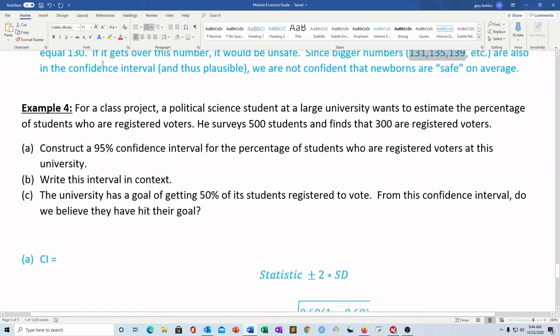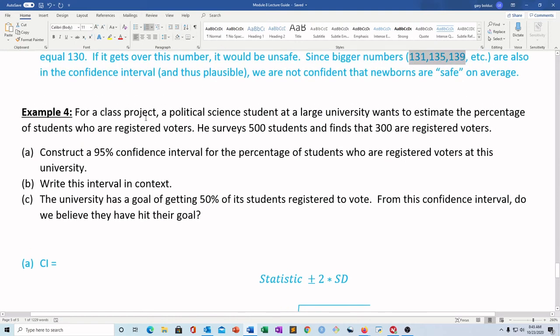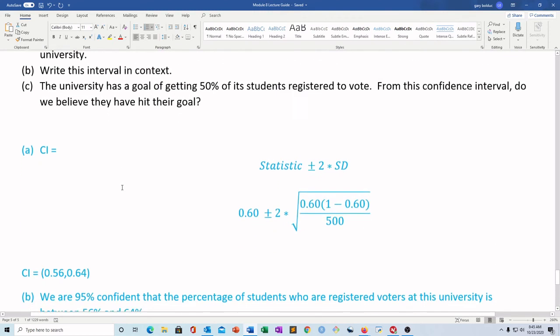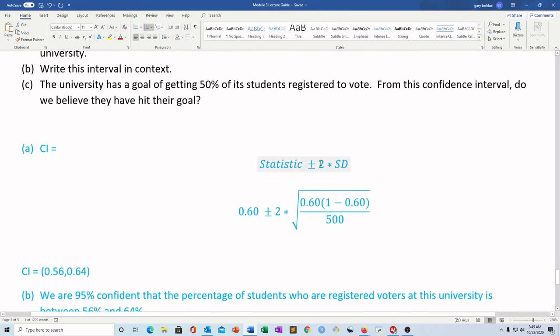All right, so let's check out number 4. For a class project, a political science student at a large university wants to estimate the percentage of students who are registered voters. He surveys 500 students and finds that 300 are registered voters. Construct a 95% confidence interval for the percentage of students who are registered voters at the university. So, again, we can use our 2SD method, statistic plus or minus 2 times standard deviation.